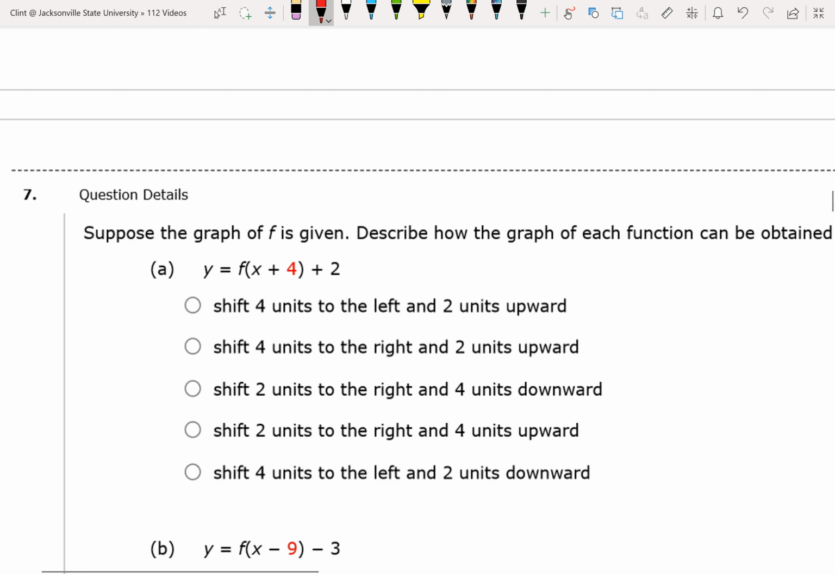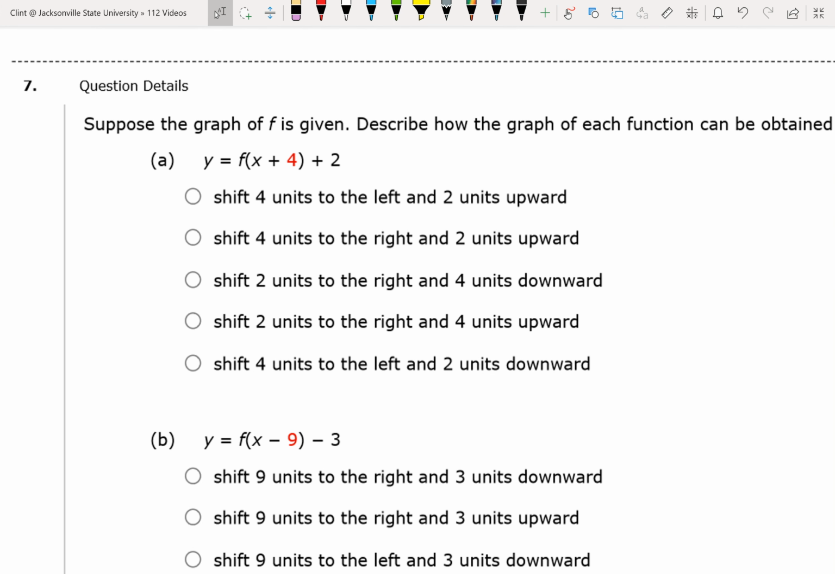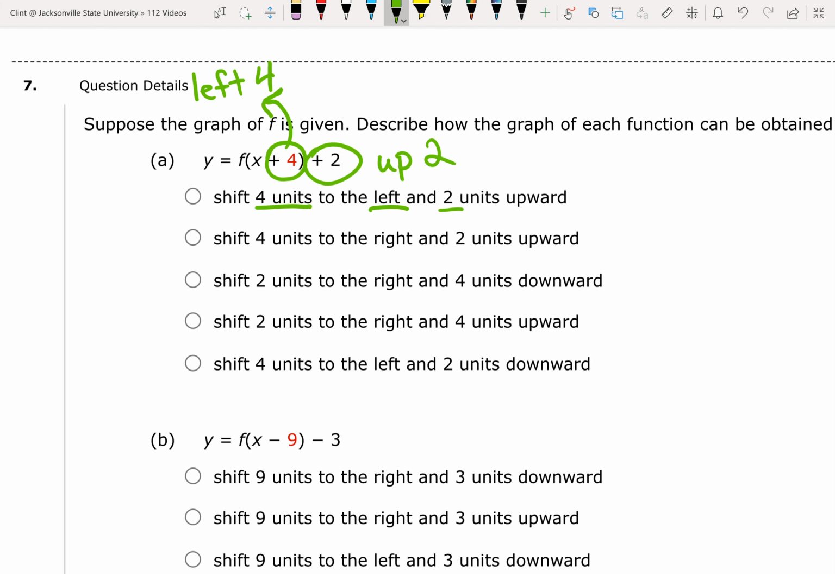Number 7. We're shifting some graphs around. So what's going on here? If we start with f of x, what has been done to our graph? Well, we got a +2 out here, so that means our graph has gone up 2. Then we have a +4 inside with the x. So this one means our graph has gone left 4. Remember, those are kind of backward. So we have shifted 4 units to the left, 2 units up. So that's this one.